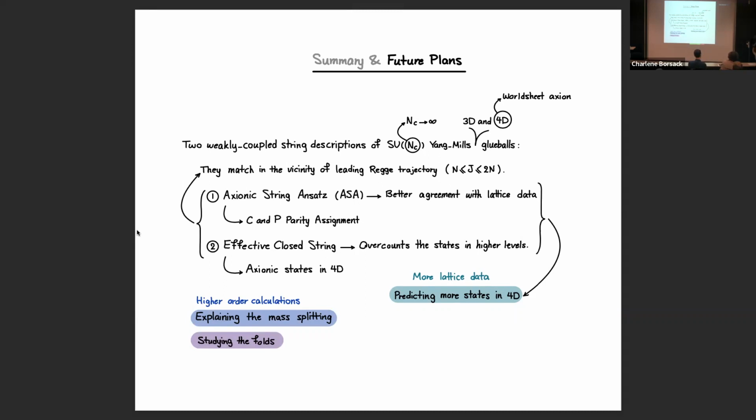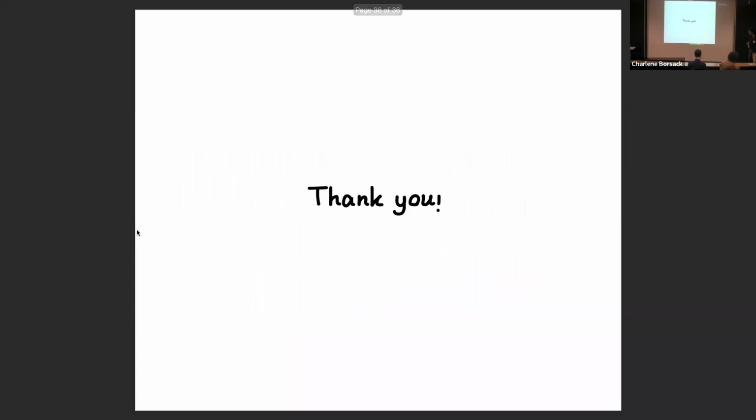But when one goes to higher order, one should be careful about the effect of the folds. So one of the future directions could be finding an effective theory close to the singularities in the worldsheet due to the folds. Thank you for your time and attention.